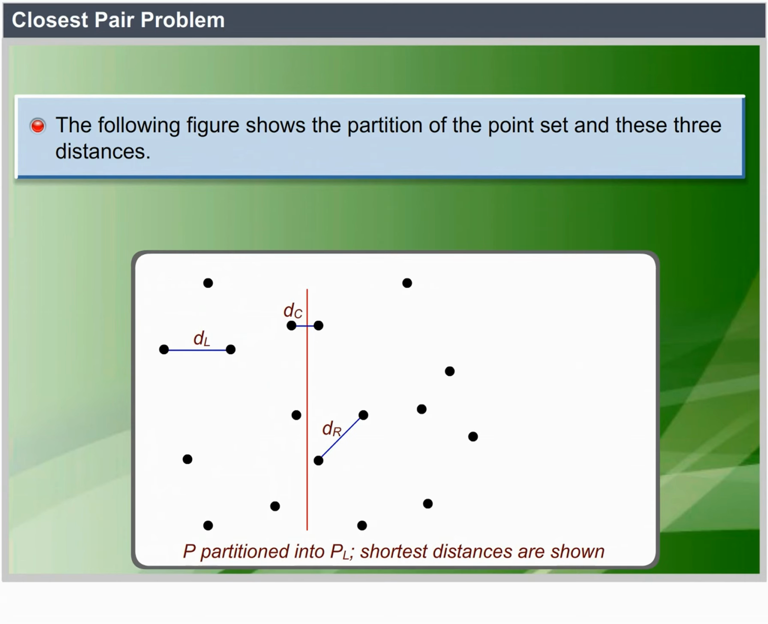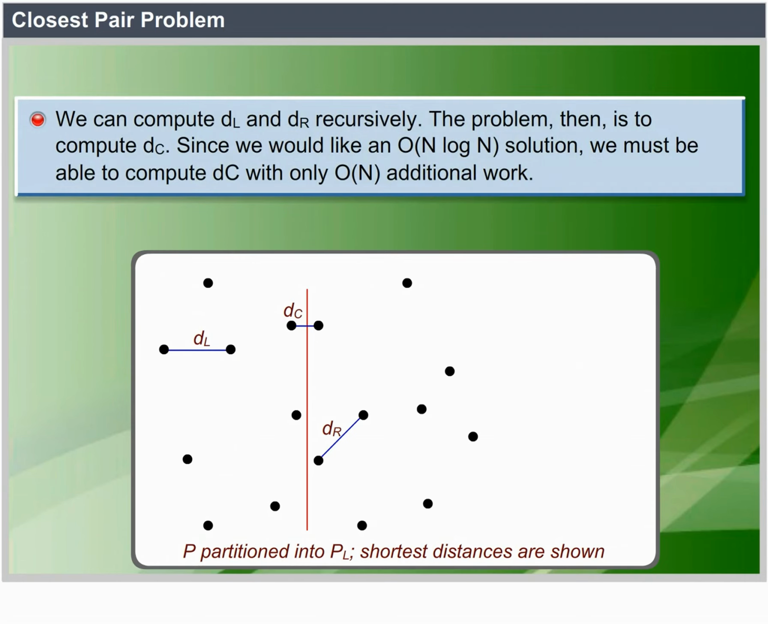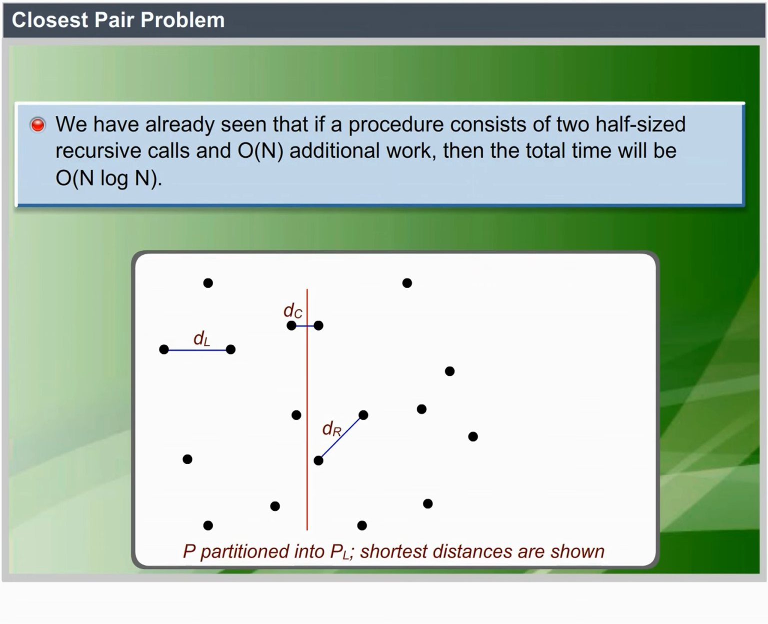We can compute DL and DR recursively. The problem then is to compute DC. Since we would like an O(n log n) solution, we must be able to compute DC with only O(n) additional work. We have already seen that if a procedure consists of two half-sized recursive calls and O(n) additional work, then the total time will be O(n log n).